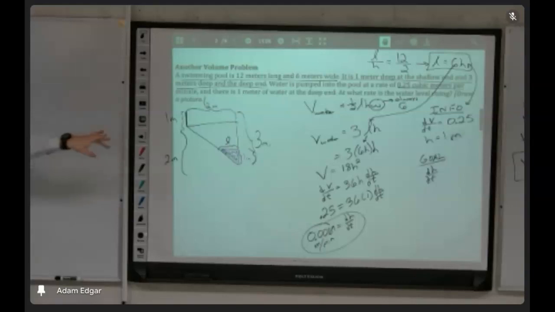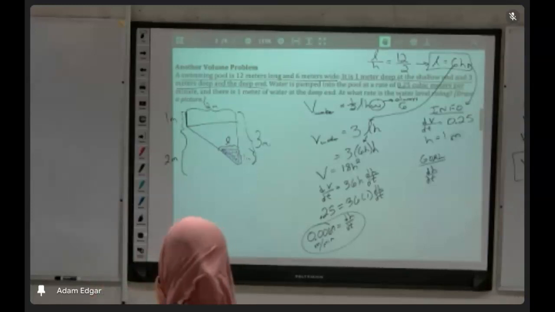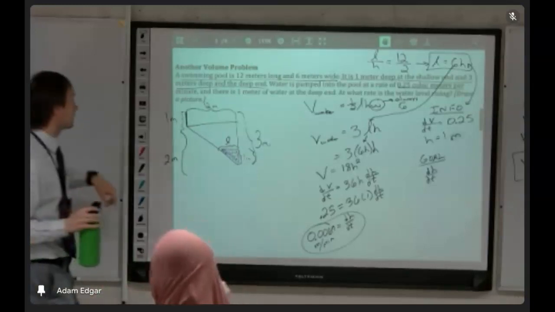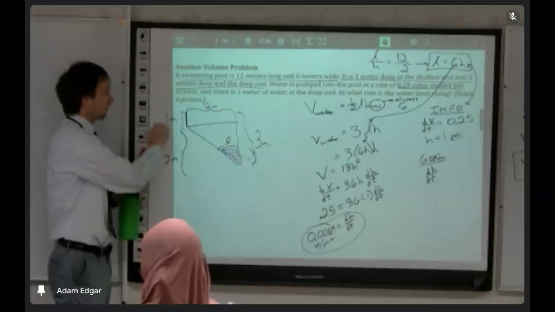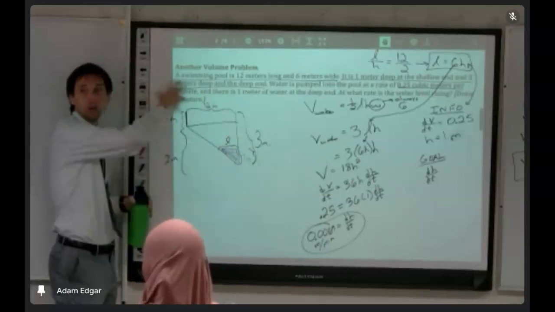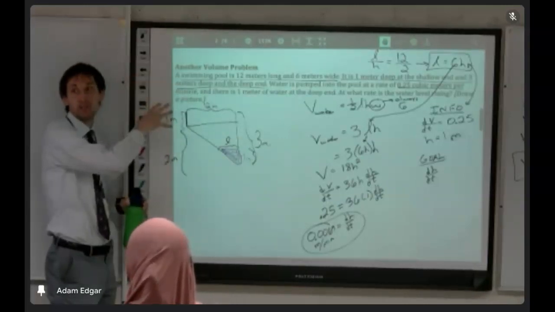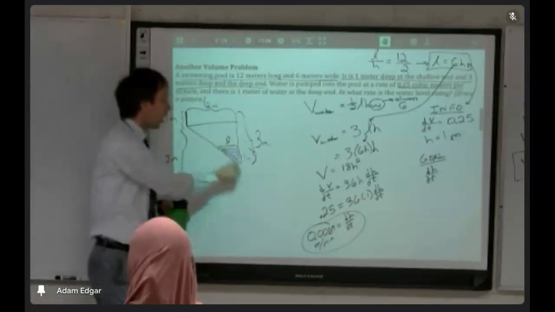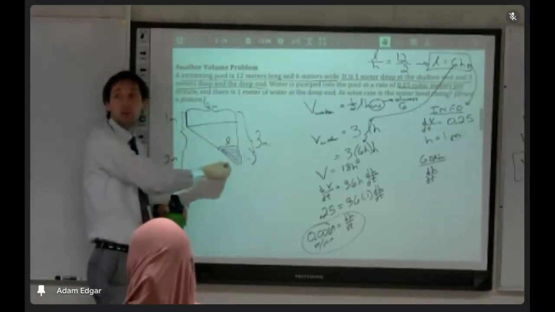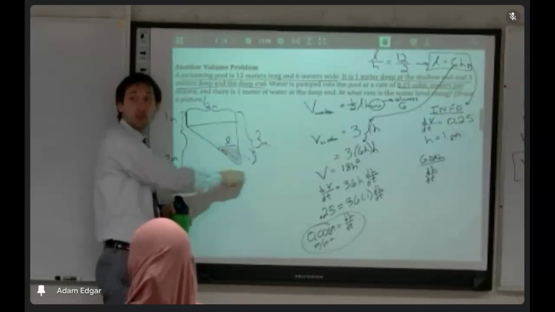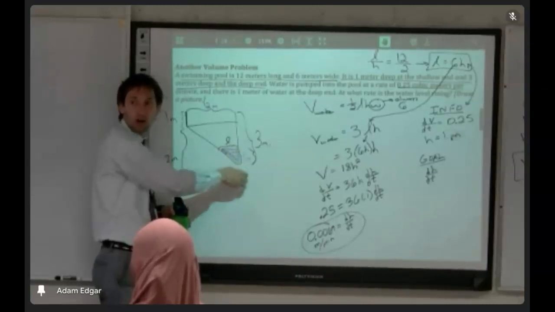Ryan. How do you know there's a relationship between the length of the light? Because the overall pool is fixed. So the water is going to fill up the pool, and the ratio of the dimensions of the water is going to match the ratio of the dimensions of the pool.